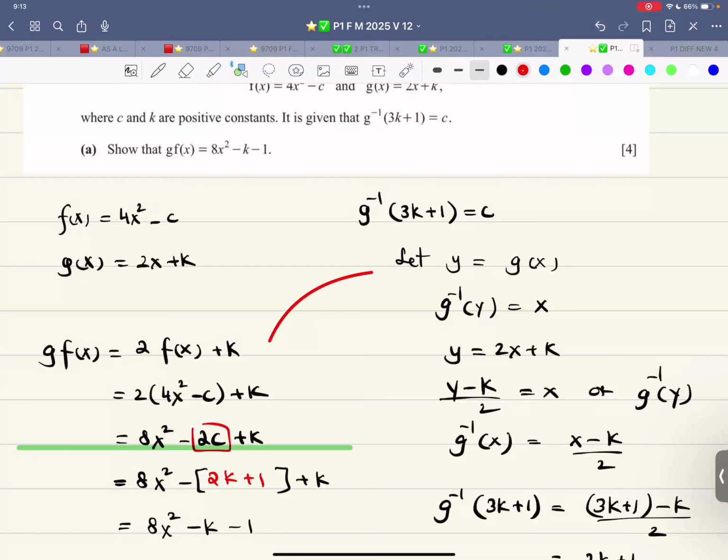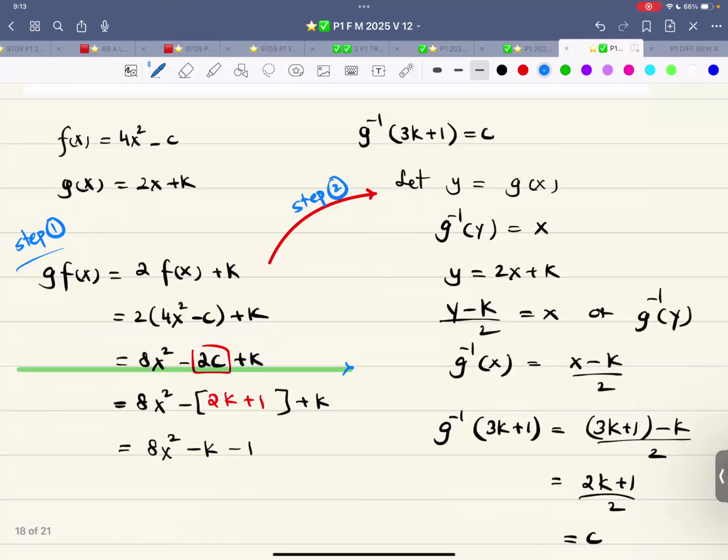So let me just write it like this. Now this is step number 1. You find g f x up till here. Then this is step number 2, which is g inverse of 3k plus 1 is equals to c. Y is g x, g inverse y is equals to this. So let me find the expression for g inverse.